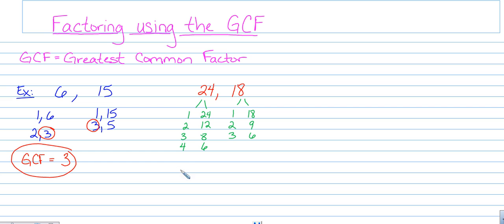So now if we look, they both have a 1, they both have a 3, they both have a 2, and they both have a 6. So what's the biggest number that they both have? 6. So 6 would be our greatest common factor.